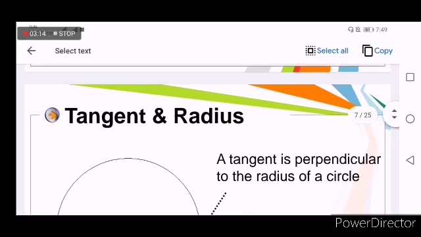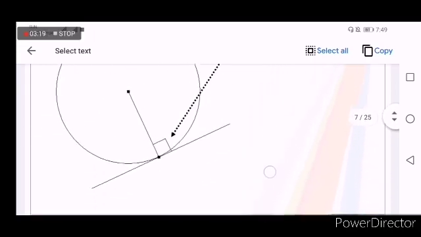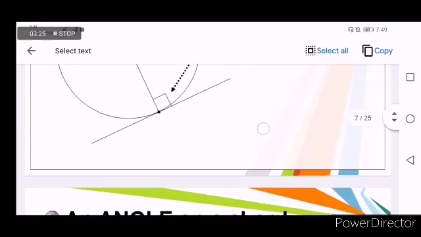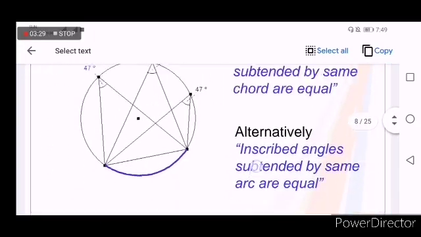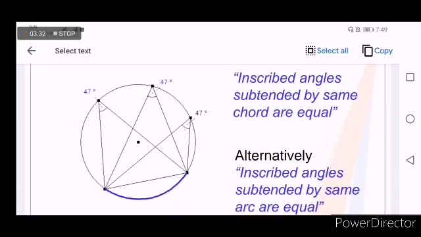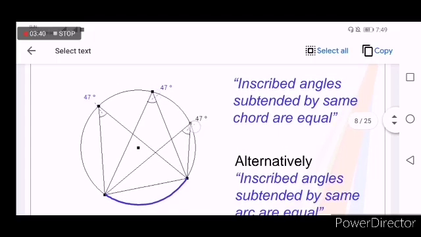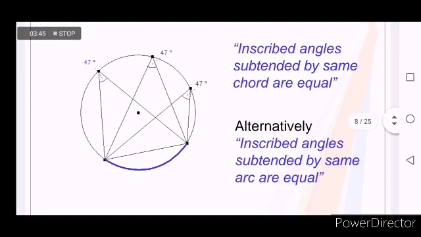So we have a lot of things to read here, but sometimes we use them and sometimes we don't. But this is one of the things you need to remember. So this is what we will tackle first. We have what we call the law about the inscribed angle. You notice here that they are different inscribed angles, but they are all 47 degrees. Why? Because they share the same arc.